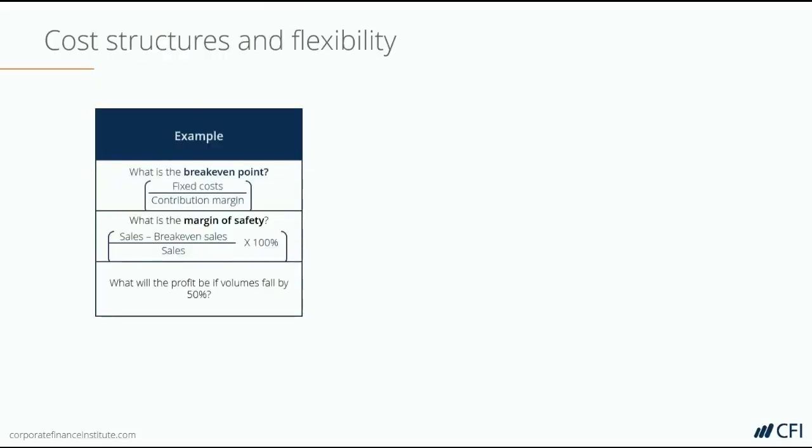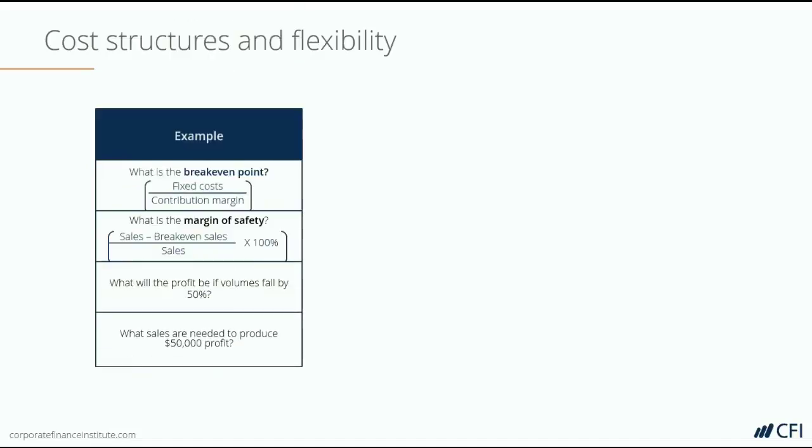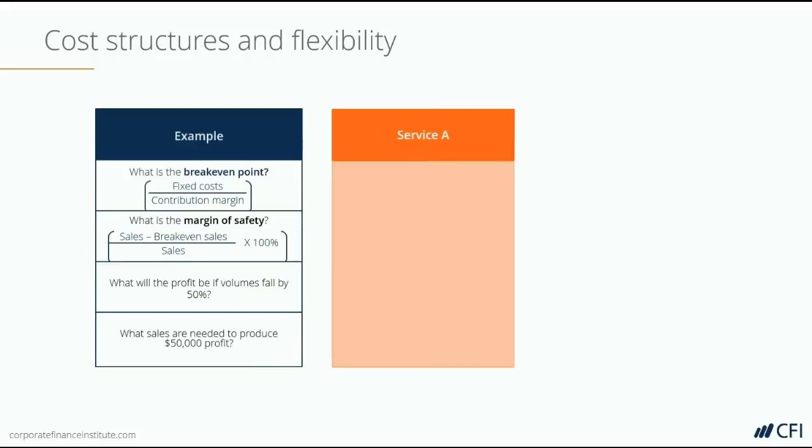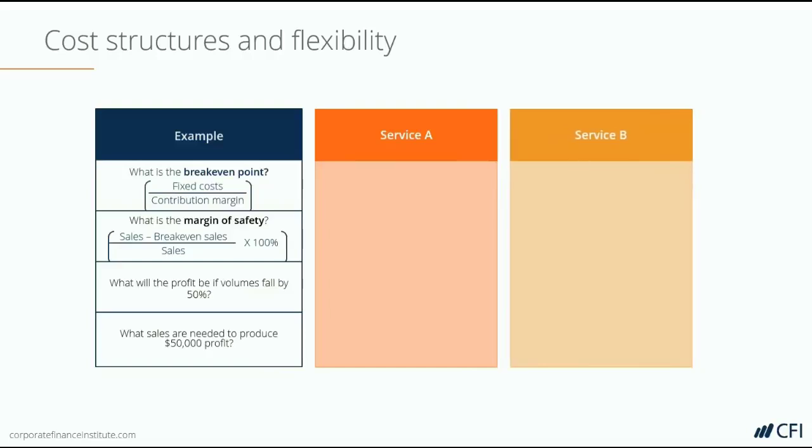Finally, we'll do some scenario and sensitivity analysis. What-if analysis. So, what would the profit be if volumes fell by 50%? And how much sales are required in order to produce $50,000 of profit? These are the types of questions that executives would want to know at our business and are very important for us to be able to quickly analyze, and we'll do that together in the worksheet that's been provided. So let's jump into Excel and look at how to calculate all of these figures for Company A and Company B.